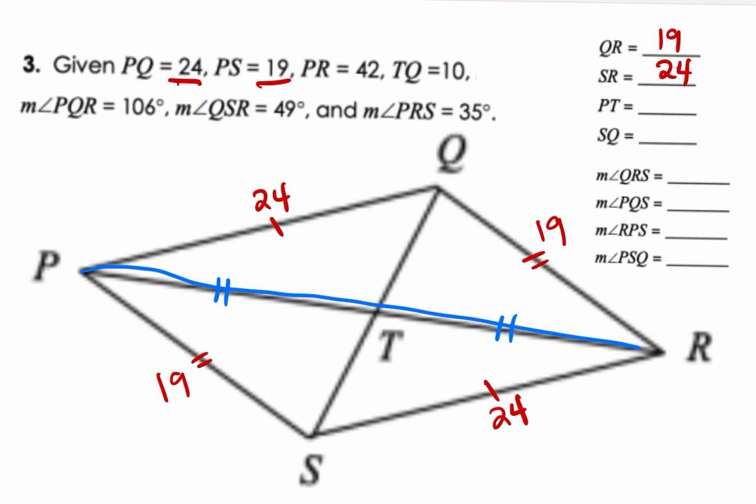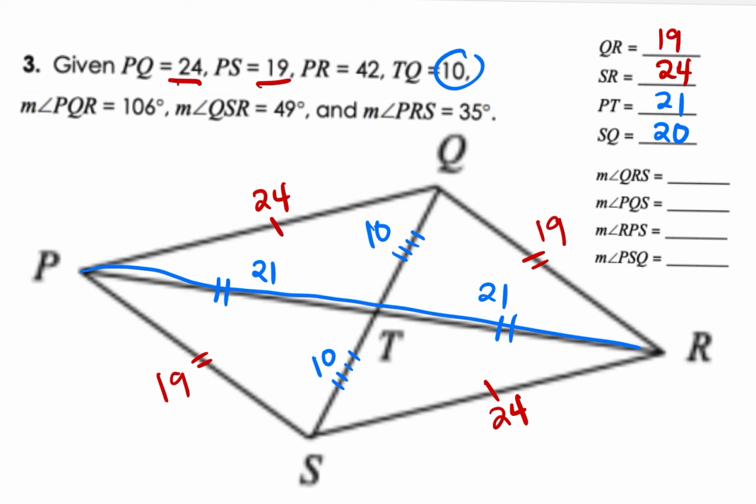So if PR is equal to 42, dividing that into 2, that would make PT 21 and TR 21. So we're going to write that on the space. Now this time, the last given is TQ is going to be 10. And so therefore, that is going to be equal to ST, which will also be 10. However, SQ is the whole diagonal, so we're adding these two measurements, and that would make 20.